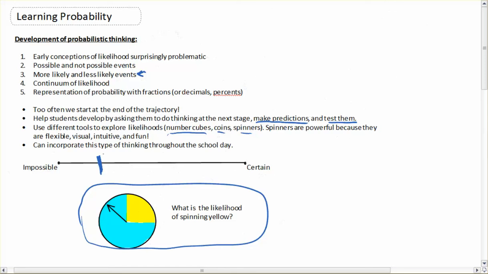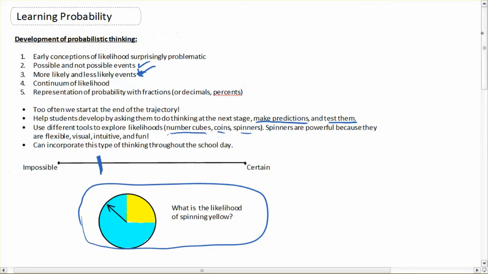Final comment, we can incorporate this type of thinking throughout the entire school day, from circle time at the beginning of the day all the way through all your different subjects, asking questions about what's likely or not likely to happen, what's possible or not possible, having a continuum of likelihood and throwing things up on there. That can be a nice way to integrate it throughout the day.